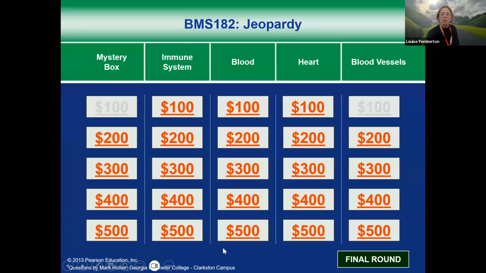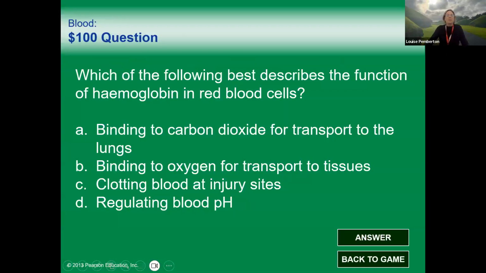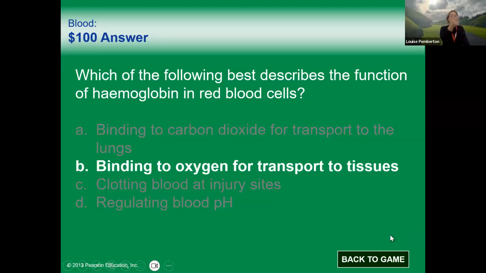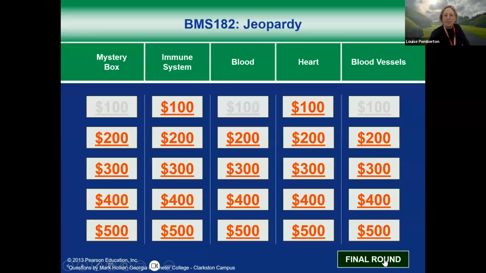Right, Lockie, what would you like? Blood 100. Okay. Which of the following best describes the function of hemoglobin in red blood cells? Yeah, that's big. For sure. Well done. Oh, you haven't been coming to get your money. But we'll just keep going. Nah, the uni's too poor for that.